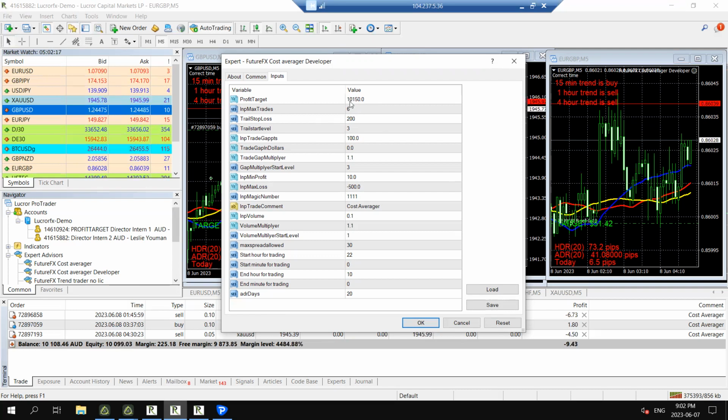Input max trades. So I've got the default setting of 6, which means that the software on each pair can open up to 6 trades on any one pair to cost average into position. It has a trailing stop loss feature.